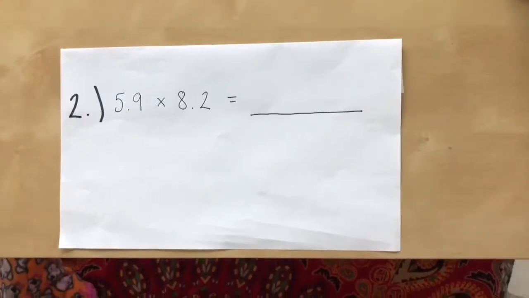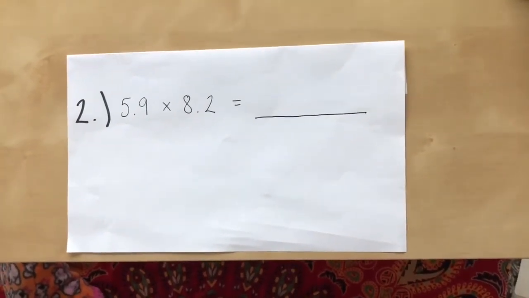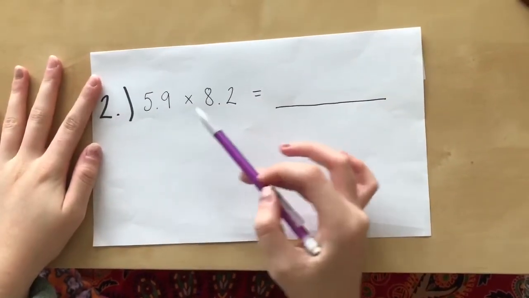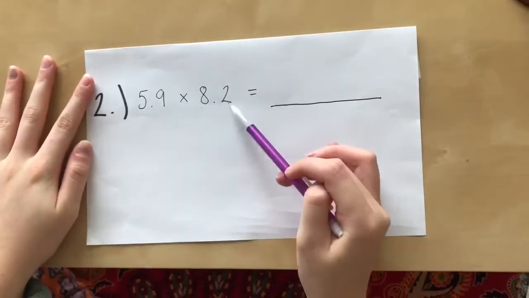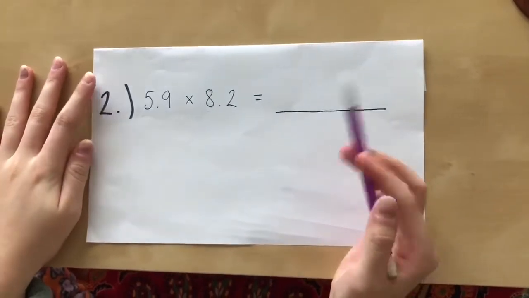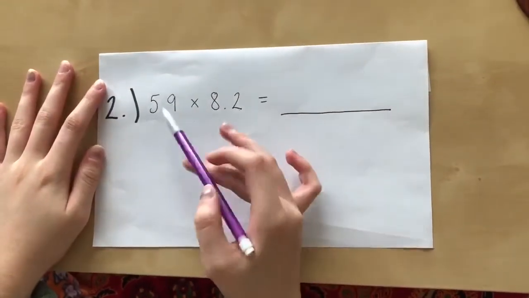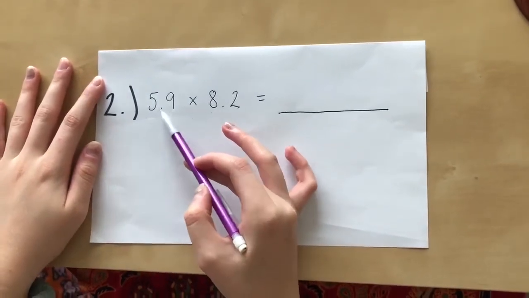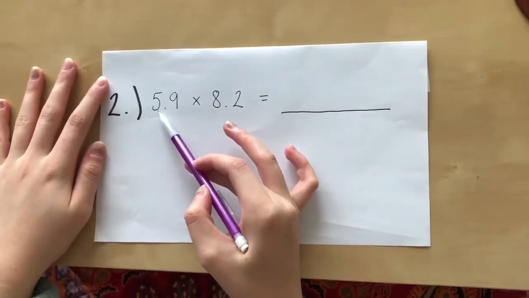Now that we've talked about rounding, let's do one practice problem. For this practice problem, we have 5.9 multiplied by 8.2. As we just discussed and learned, we look at the number directly after the decimal point, which will tell us what to round the number to the left of the decimal point to.